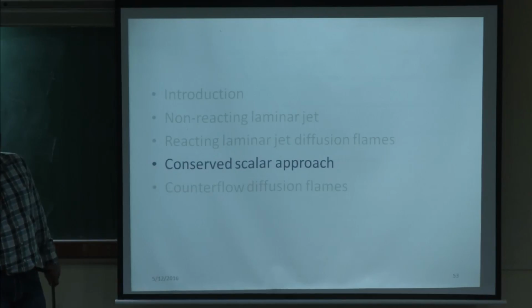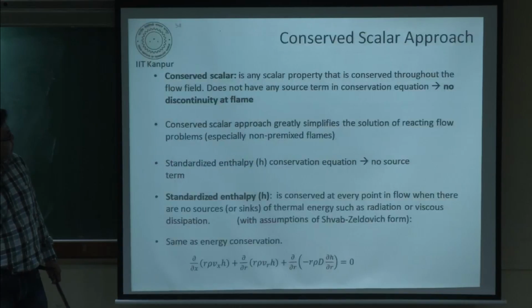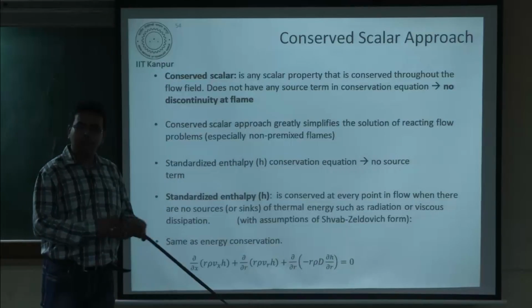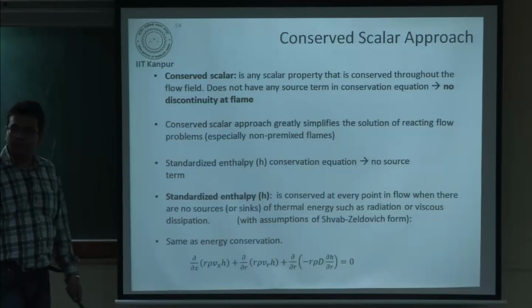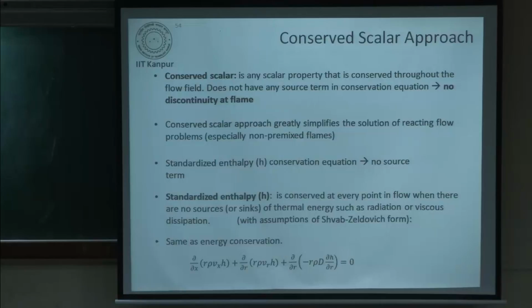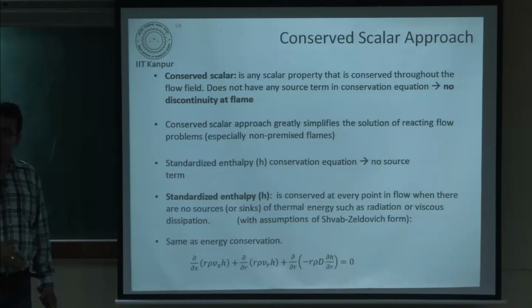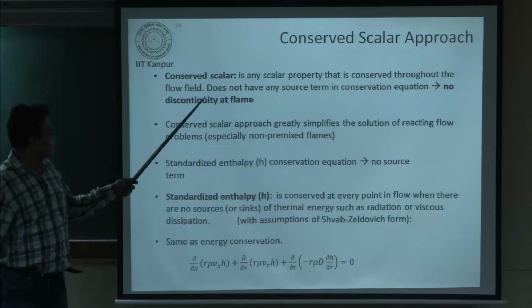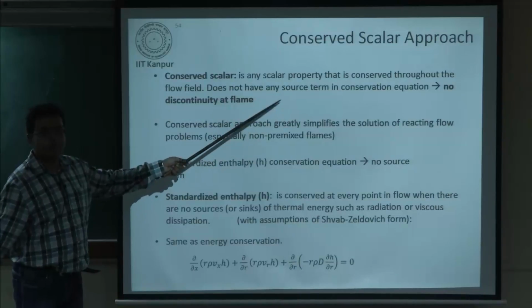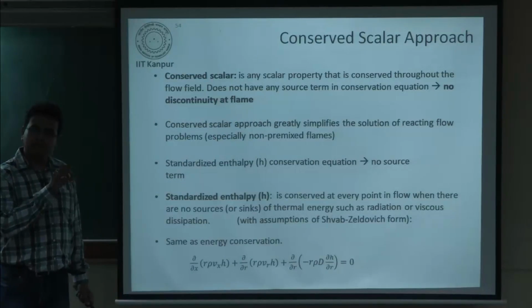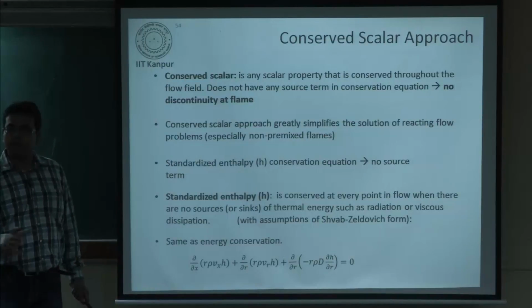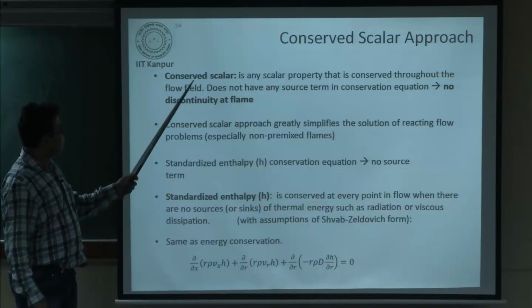So we will do the conserved scalar approach, okay. Now I will explain what this is. A conserved scalar is any scalar property that is conserved throughout the flow field, okay. So what do we mean by conserved? It can either get advected or diffused, but it cannot be produced or destroyed, right. So that is the conserved scalar, and it does not have any source term in the conservation equation, right. So it is just a temporal, advection, diffusion balance. There is no chemical source term, okay. So that is the conserved scalar.